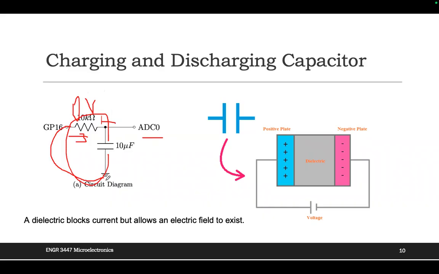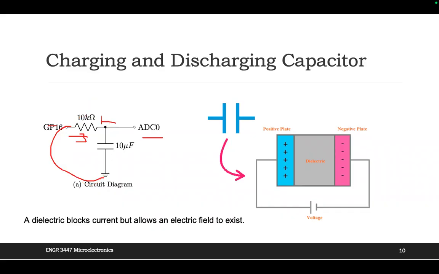Because this is just the ground, and this is also connected to the ground like that. So ADC is just a measurement point. It will measure the discharging voltage as it becomes lower. That makes sense to you? Any questions so far?